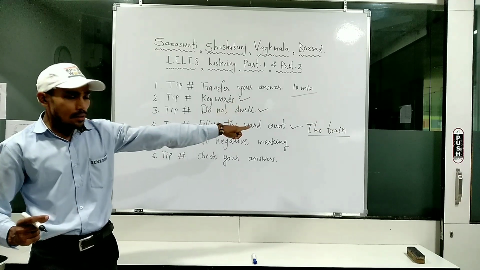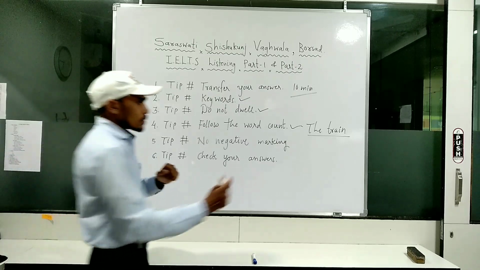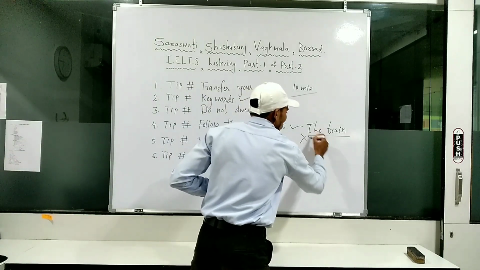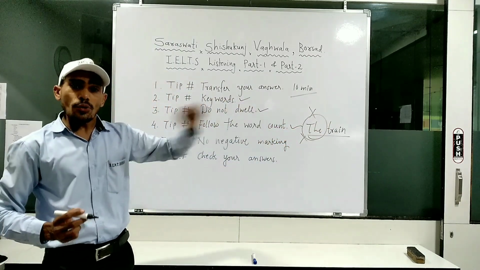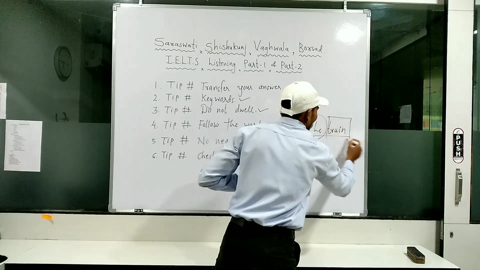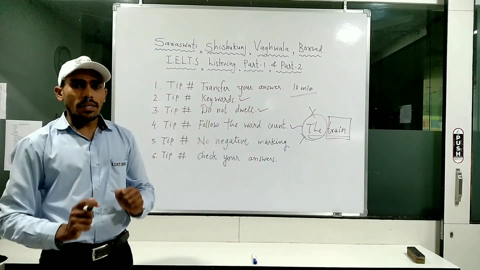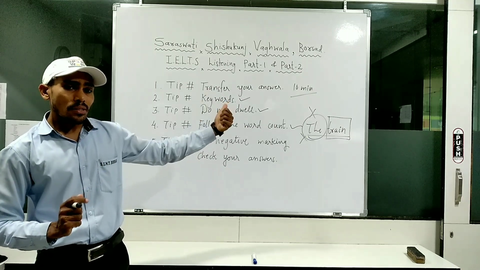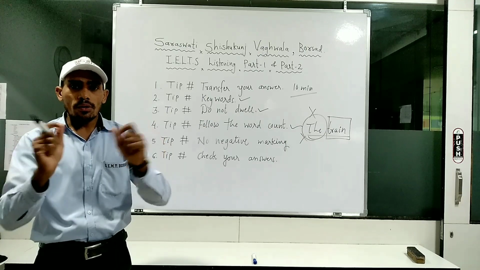So if you write "the train" in your answer sheet, your answer is wrong. Why? Because you don't have to write the article. You only need to write the word "train." So if you write only the word "train," your answer is correct. Why? Because it is mentioned in the instruction: no more than one word.